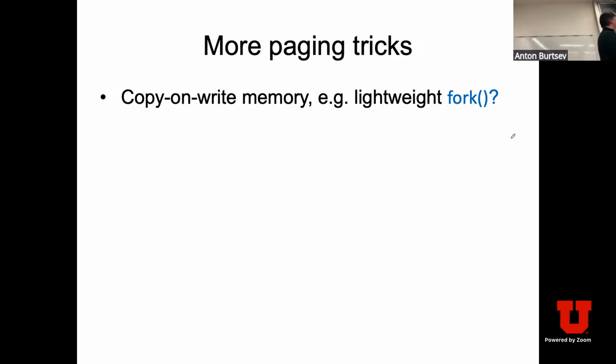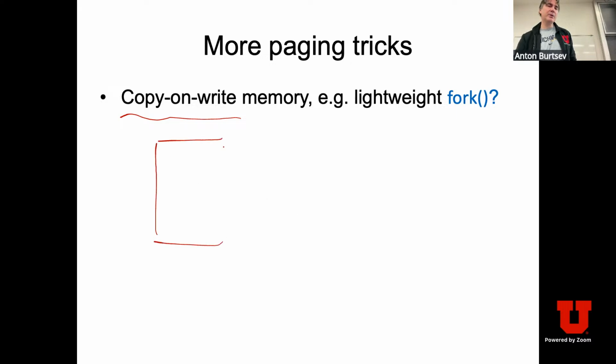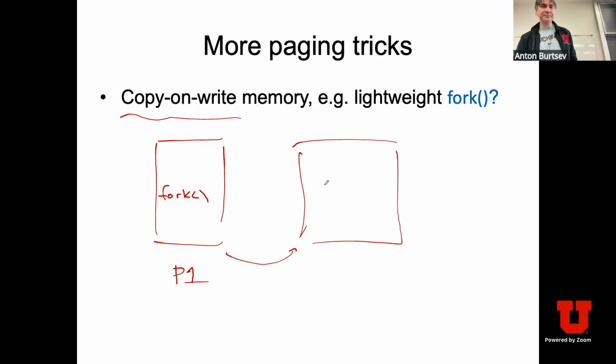Probably most often the page tables are used for something called copy-on-write memory, or a lightweight implementation of the fork function. Remember that fork itself clones the address space. So if you invoke the fork function here, in process 1, the operating system creates an identical clone of this address space.